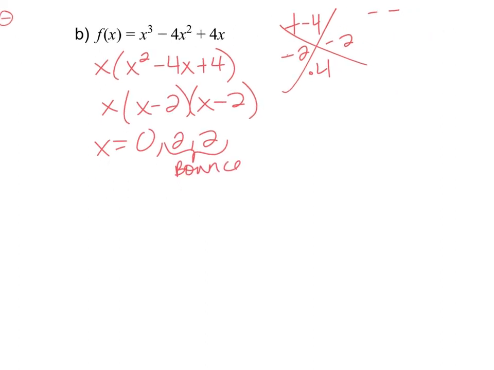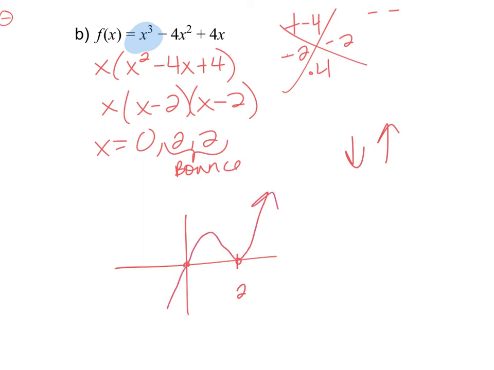All right, let's sketch a graph. We've got 0 and 2. So this one has a positive leading coefficient and an odd exponent. So that would mean it starts down and finishes up. So it would look something like this. Okay, so that's kind of a rough sketch of what that function looks like.